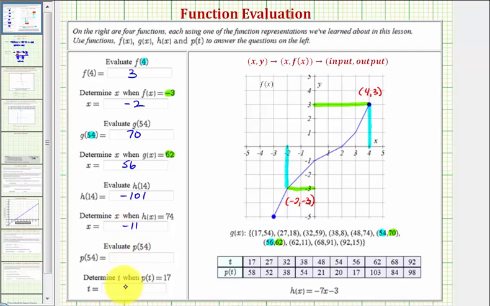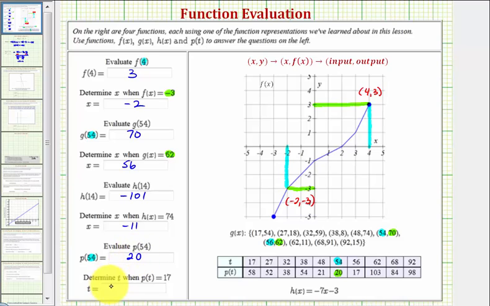And now for the last two questions, we're working with function p of t. So now notice how the input is t, and the output, or function value, is p of t. So to evaluate p of 54, we're looking for the function value when the input, or t value, is 54. Notice t equals 54 here. When t equals 54, the output, or function value, is 20. And therefore p of 54 equals 20.